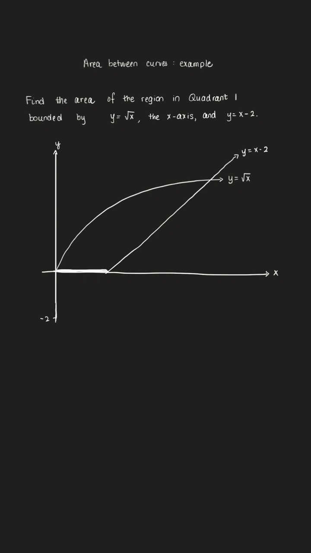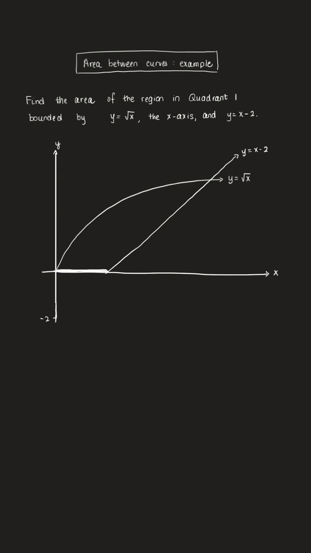Now, we've got to think about if we're going to use, we have functions of x, that means x is the independent variable, and we need to figure out what is the top function, what is the bottom function. It's possible that we might consider these functions as functions of y instead, and then we would consider what is the right function and what is the left function. But first, let's start thinking about if these are functions of x, which one's the top, which one's the bottom.